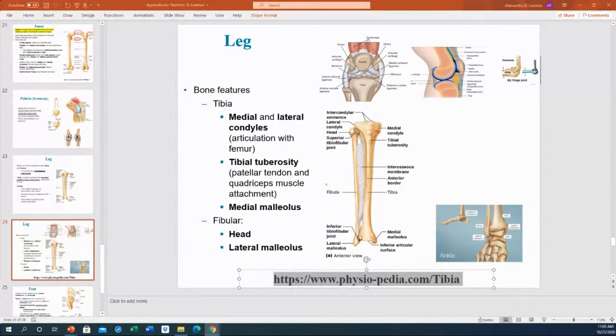Okay, so. Long bone, tibia, share audio, share. There you go.